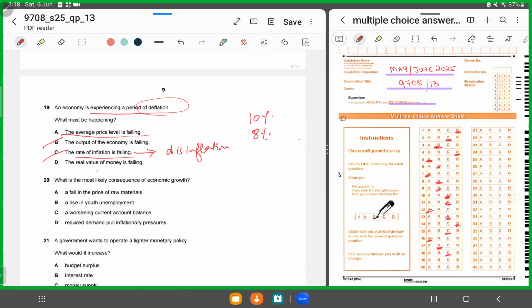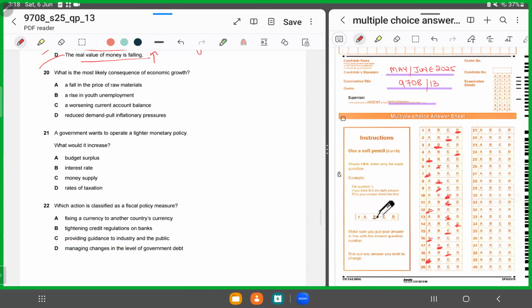D says the real value of money is falling. No, when we are talking about deflation, the real value of money rises and does not fall. So it cannot be D. Therefore, the correct answer is A. Moving forward, MCQ number 20. MCQ number 20 says, what is the most likely consequence of economic growth?